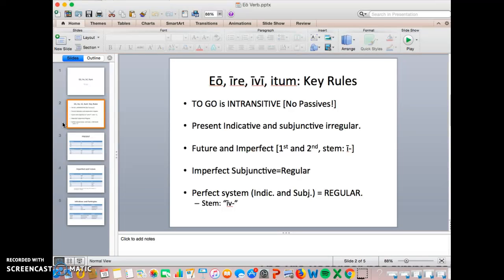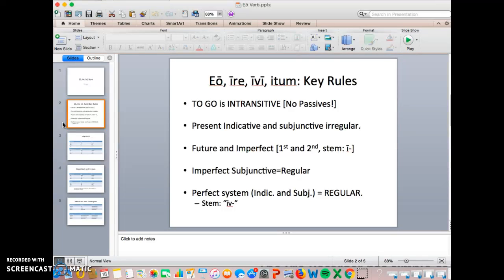And then next up, imperfect subjunctive is entirely regular. So remember, the regular rule for that is we attach the endings onto the second principal part. So irem, ires, iret is the imperfect subjunctive. And then the perfect system, good old faithful perfect system: perfect, future perfect, and pluperfect forms are entirely regular. And of course, there isn't really a common passive version of these as well. So we just go to the third principal part, ii, dropping the i and attaching our endings, both for the indicative and for the subjunctive.